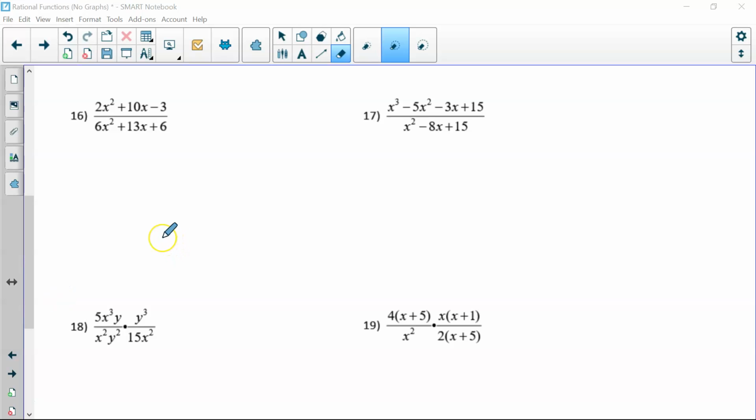Welcome back. We're still in section R.5. We're still talking about simplifying, and let's start with problem number 16. So for number 16, we got to factor the numerator and denominator.